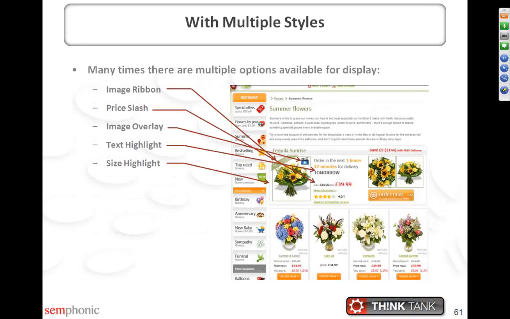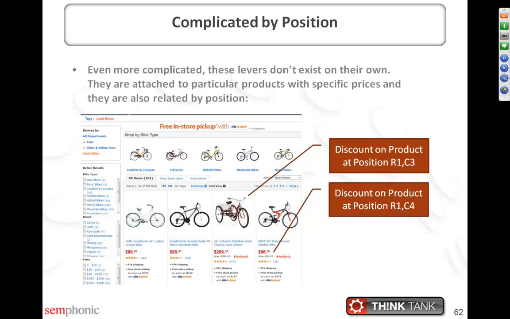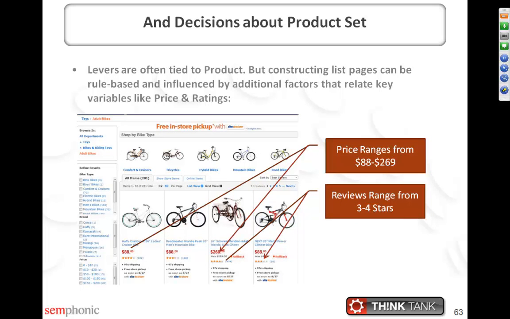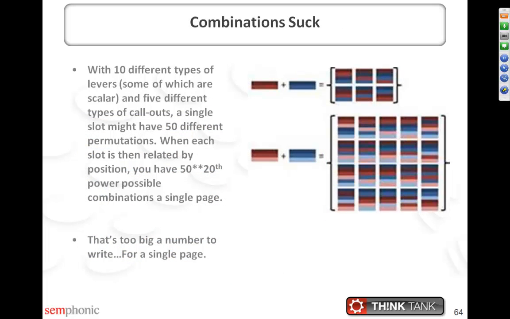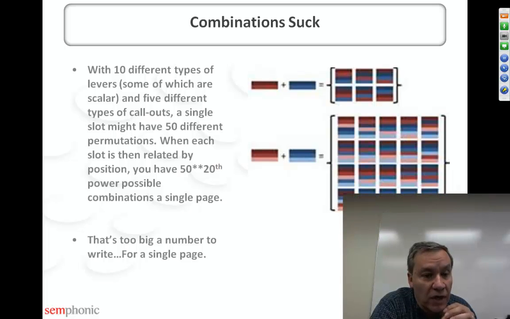So really the idea here is to take all of these merchandising callouts and create a system by which you can start to think about how you're going to optimize these pages. So I'm going to flip through these types of things. And one point I want to make about this from an analytic perspective is that particularly once you realize you're going to take position into account, you get a combinatorial explosion.